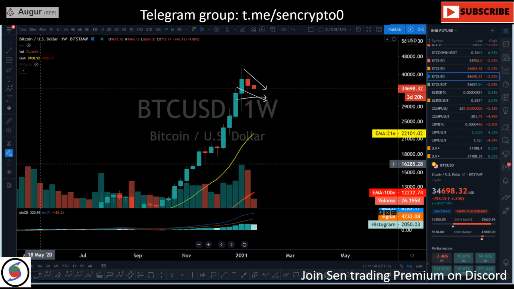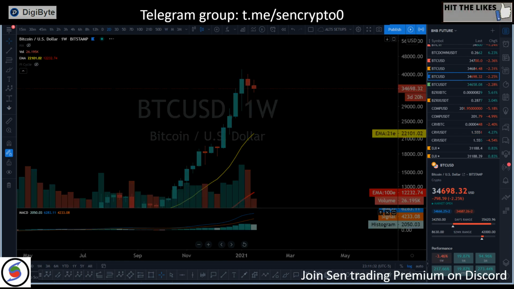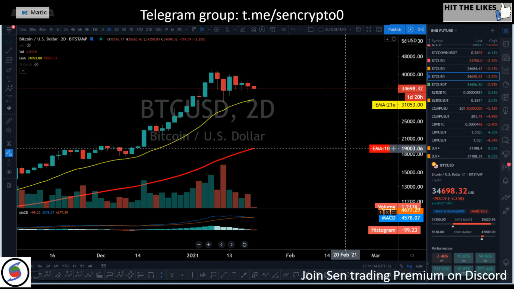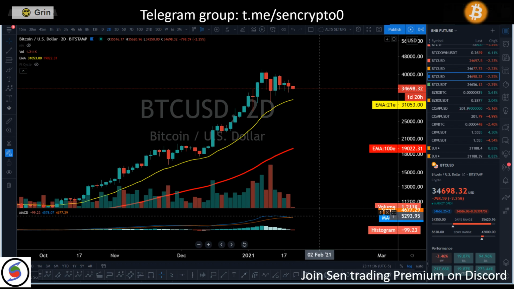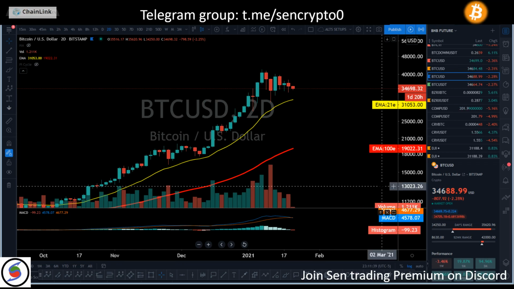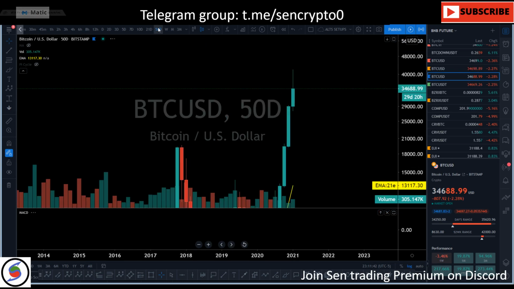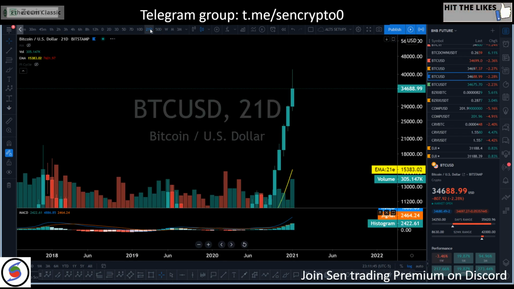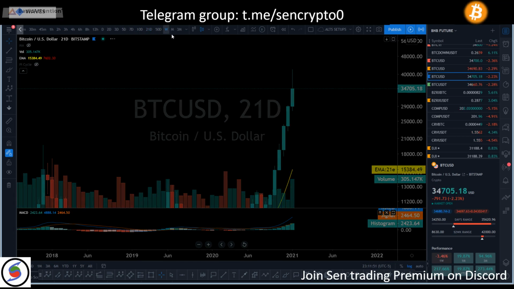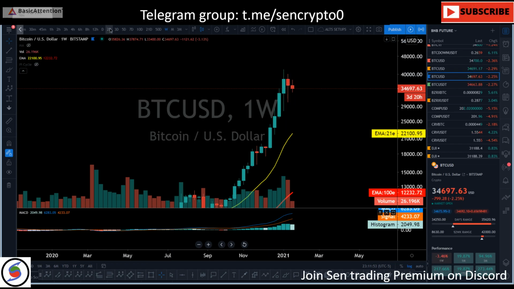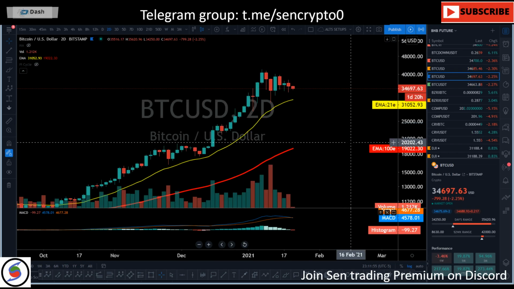But now let's take a look at the real good stuff. On the 2-day time frame, we're partially bearish. Remember, the 50-day cycle is bullish. The 3-week cycle is bullish. The weekly time frame is not that bearish, I would say still bullish. But the 2-day time frame is partially bearish.